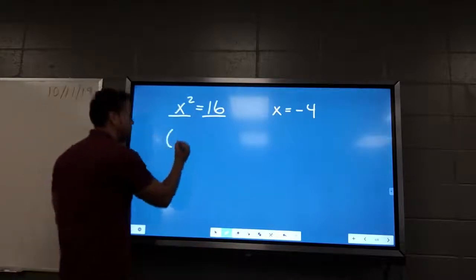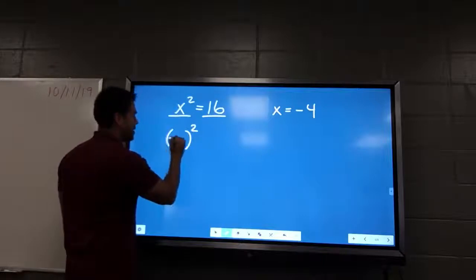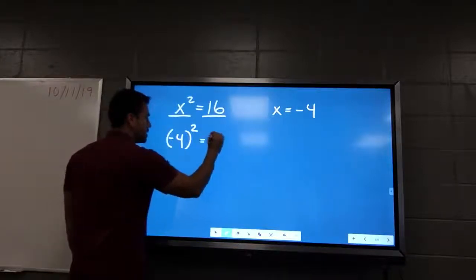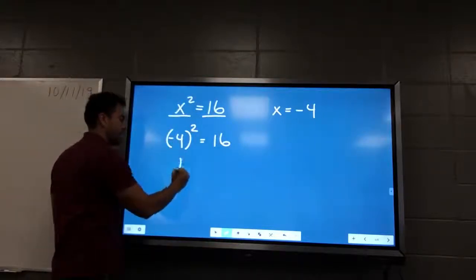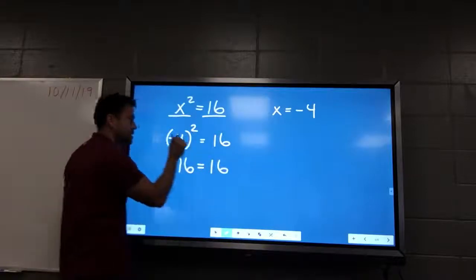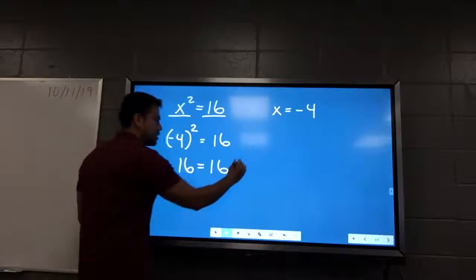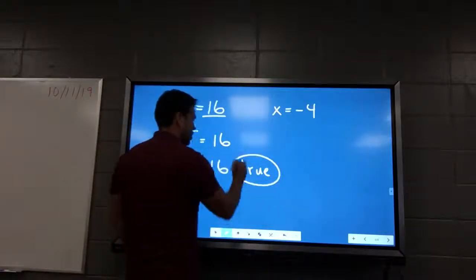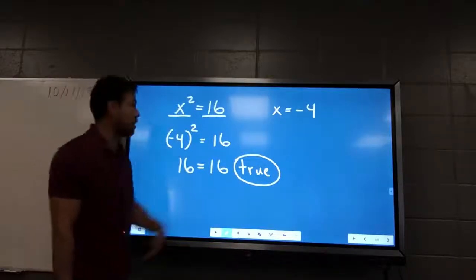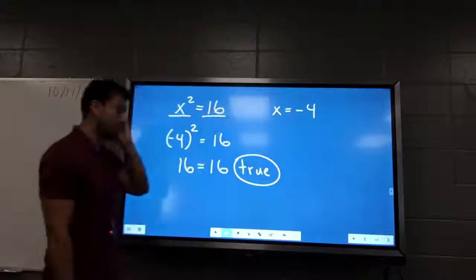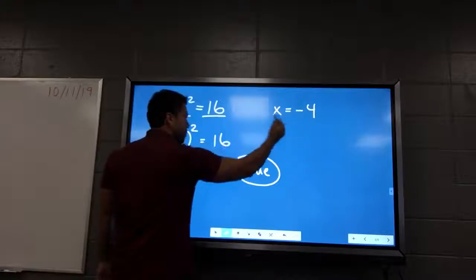Okay. So here's what I'm going to do, and I hope you did the same. I'm going to put parentheses for x squared, and that's negative 4. And then 16 is just 16. There's nothing to do there. What's negative 4 squared? 16, because it's negative 4 times negative 4. That's positive 16. And that's a true statement. That's a true equation. Oh, I thought the equation was x equals negative 4. So they'll give you the equation first, then what the variable or variables equal.